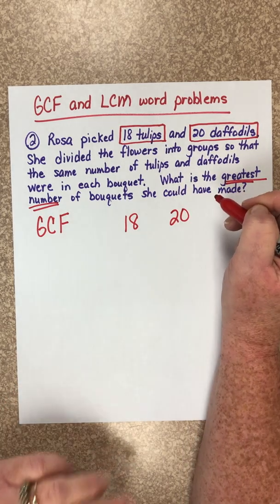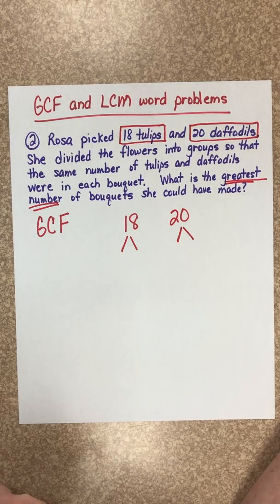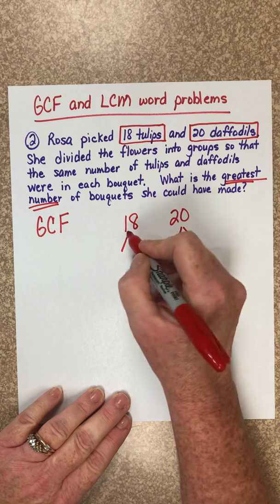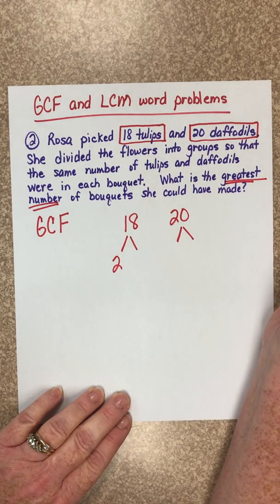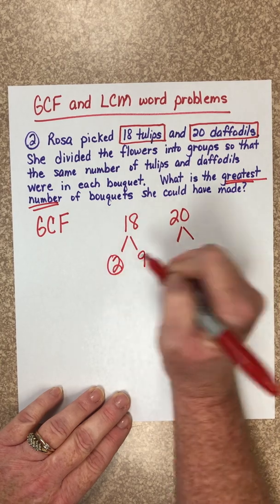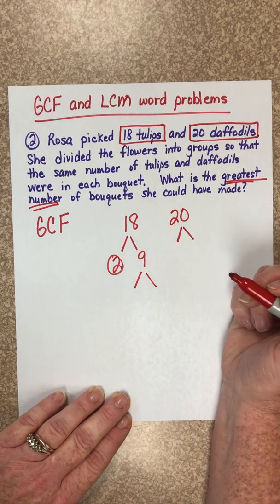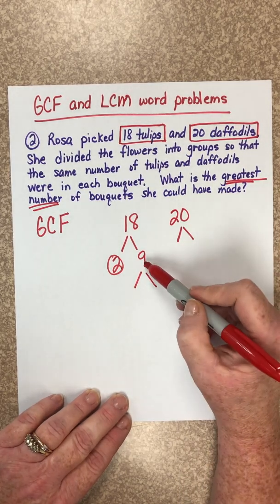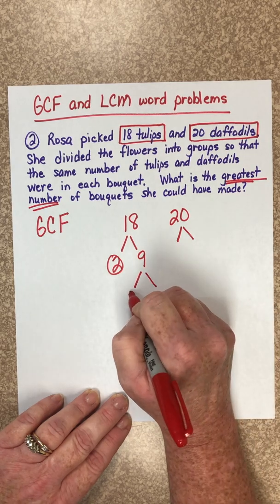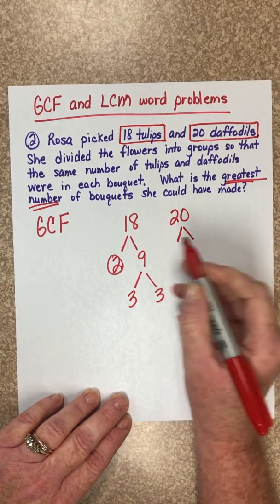And again, I think I'm going to do the tree diagram. Remember, you could also do cake or lists if you prefer. 18 is an even number, so the smallest prime for an even number is 2. 2 times what is 18? Well, that's 9. 2 is prime. 9 is not, so that means we need to show our two branches. 9 is an odd number, so the smallest prime odd number is 3. 3 times what is 9? Well, that's 3.